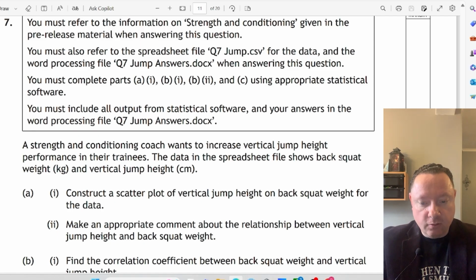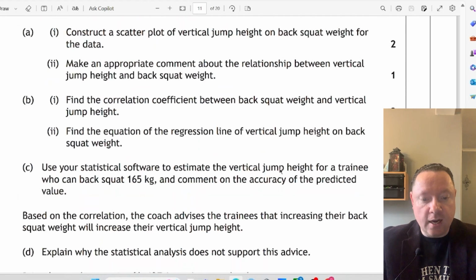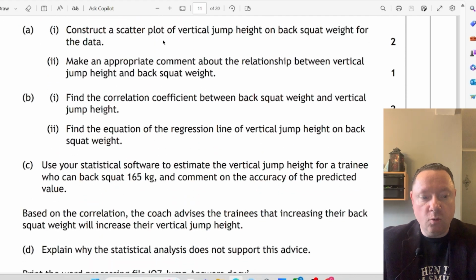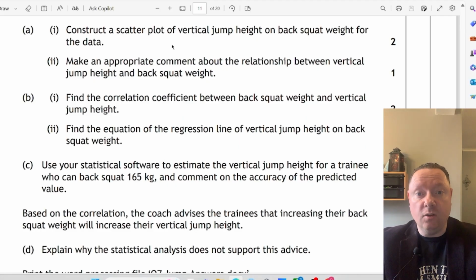The data in the spreadsheet file shows the back squat, weight, and the vertical jump height. We have to construct a scatter plot of vertical jump on back squat for the data. For constructing a scatter plot, if you look at that CSV, it's just a list of two numbers. You could do scatter plots in Excel, but usually this is RStudio. It's much easier because you're given a data booklet. So let's do RStudio for this.